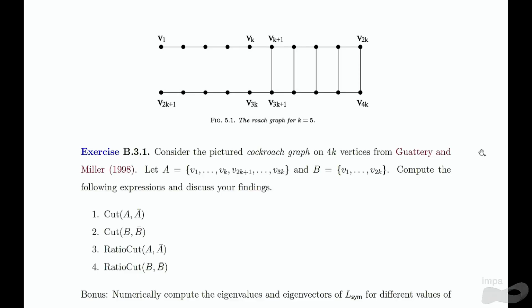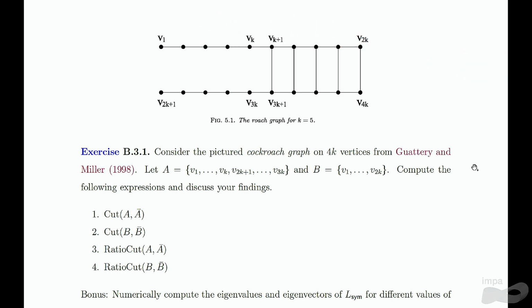Okay, so here's a great little exercise, inspired by von Luxburg's survey paper. There, she cites a paper from 1998, which considers the so-called cockroach graph. It's called a cockroach because the body would be, I guess, on the far right here, and the antennae are up here.